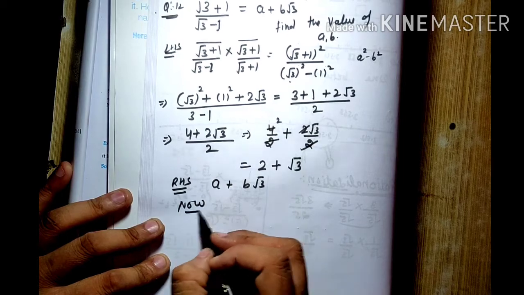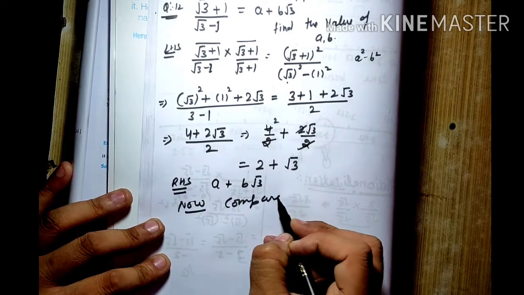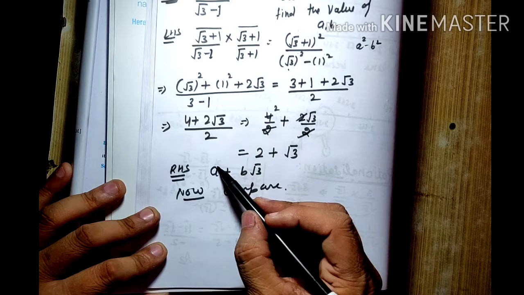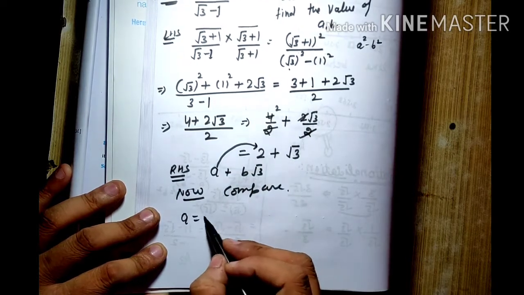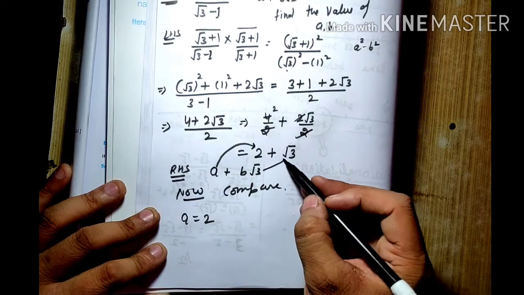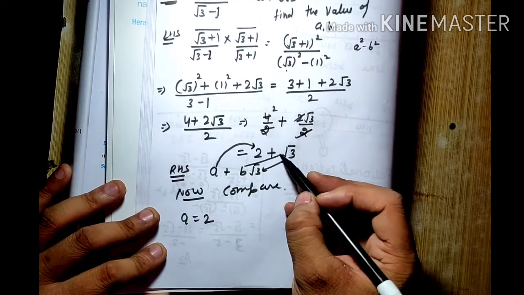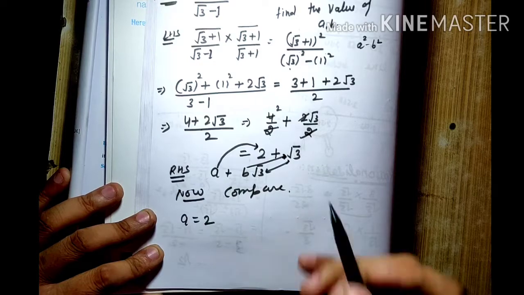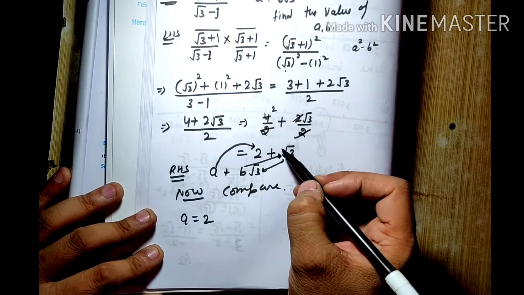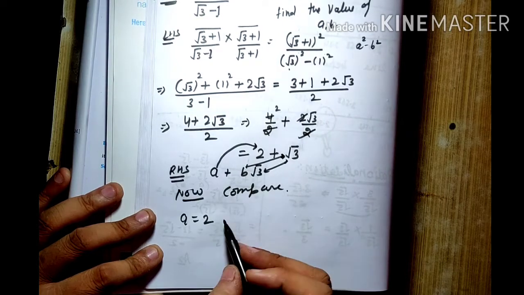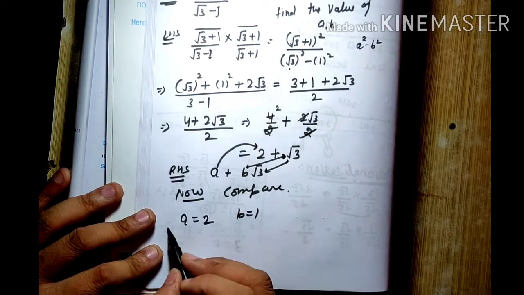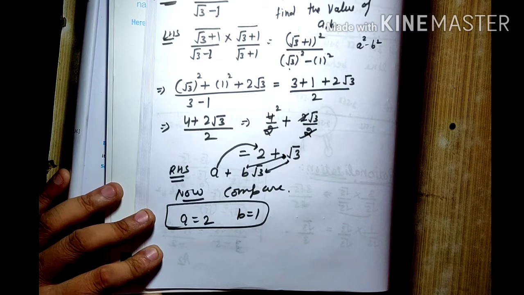Now compare. Here instead of a it is 2, so a equals to 2. Compare root 3 by root 3, so b will be 1. So student, if here before root 3 there is no number written, that means there 1 is written, so b will be 1. So this is your final answer.